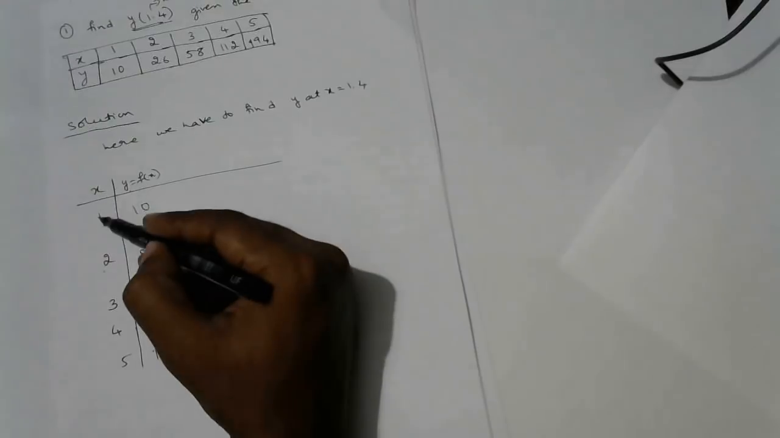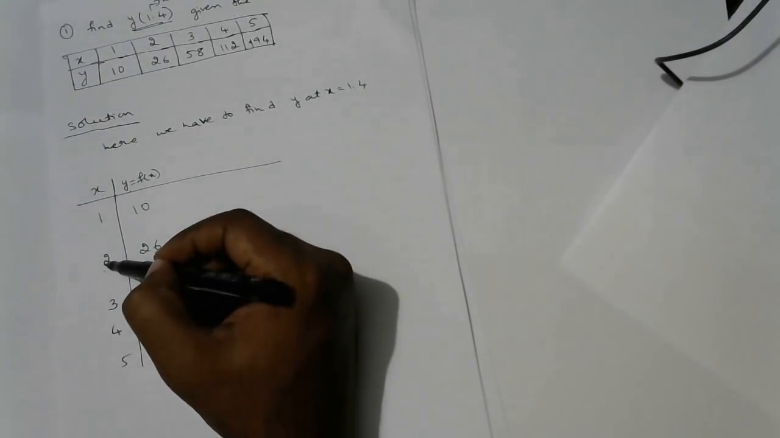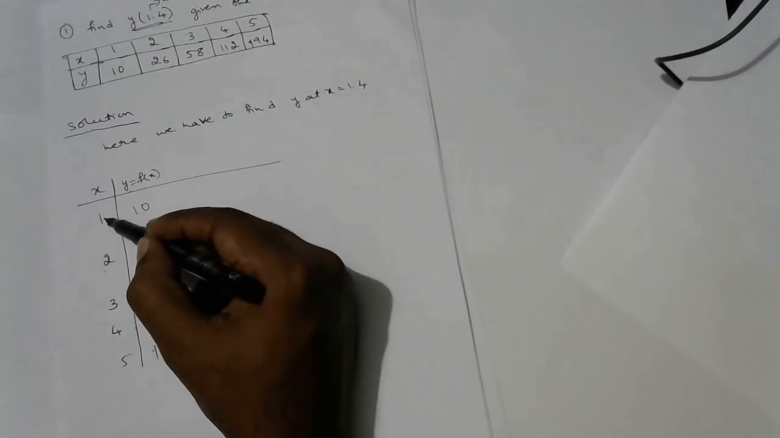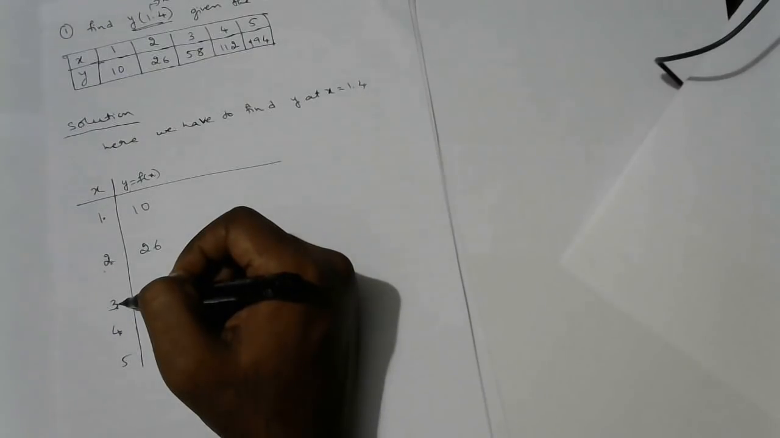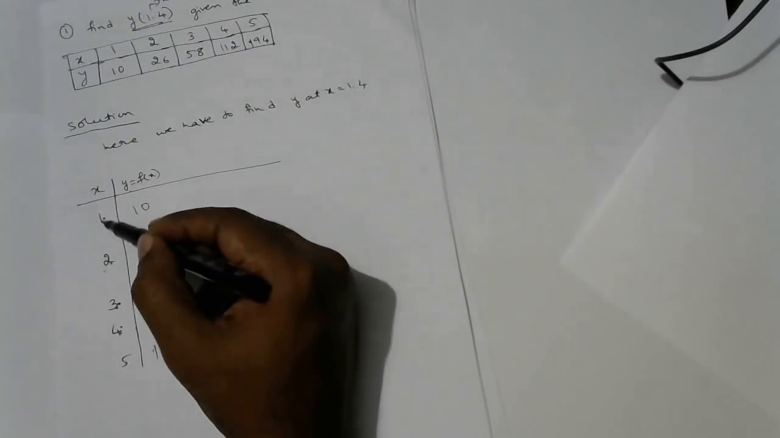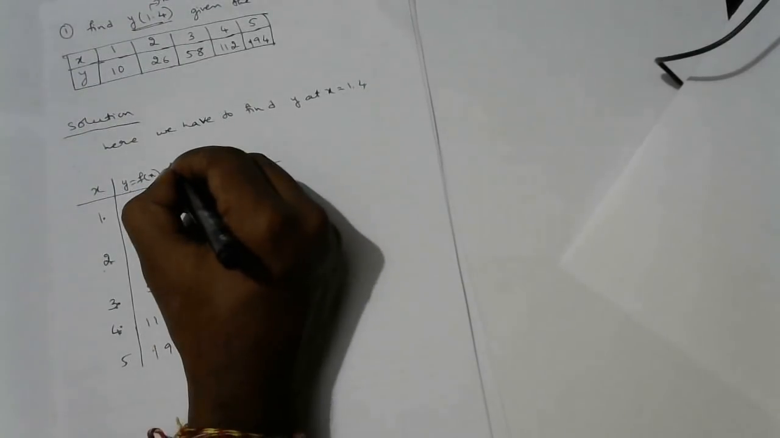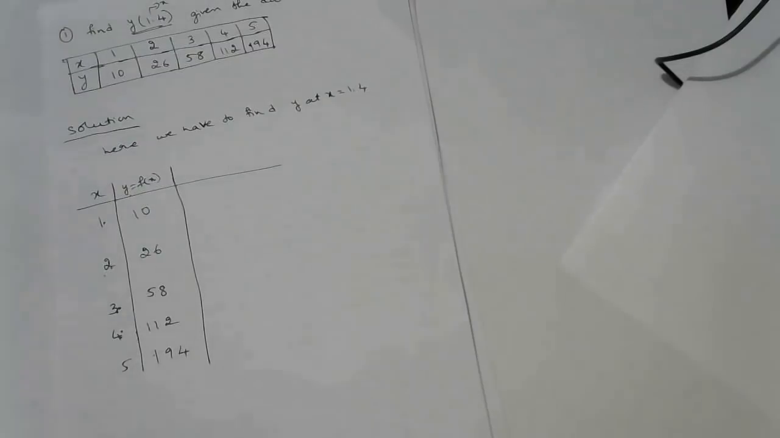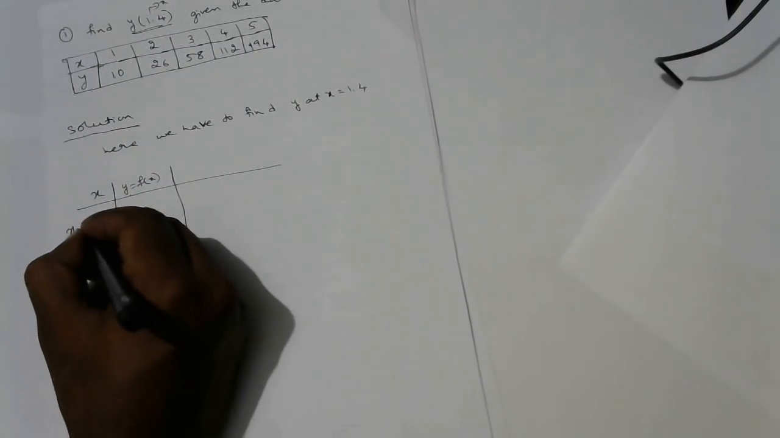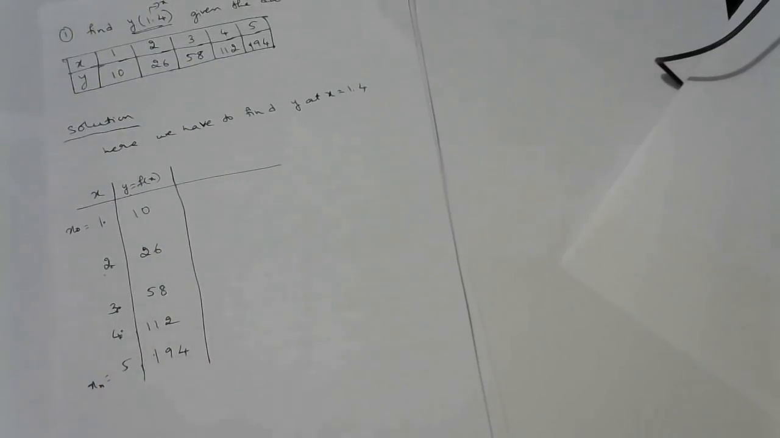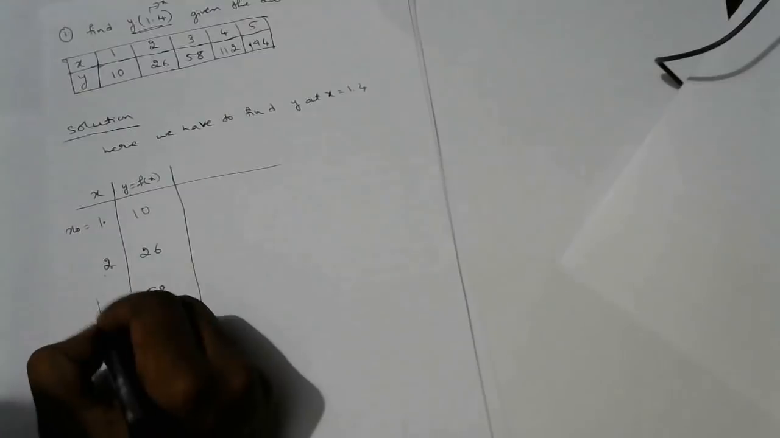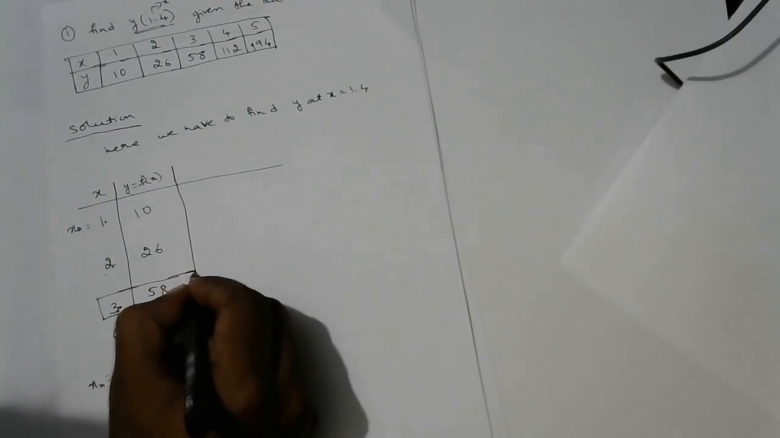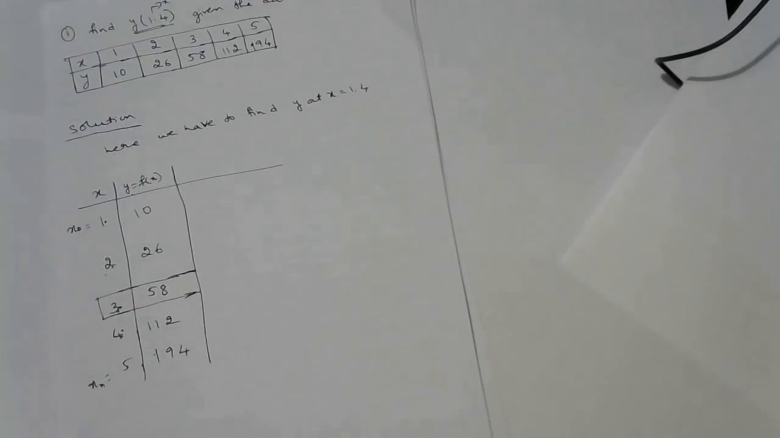First check whether the x values are equidistant or not. Equidistant means the difference should be the same. 2 minus 1 you get 1, 3 minus 2 you get 1, 4 minus 3 you get 1, 5 minus 4 you get 1. So the x values are equidistant. Now you can apply Newton forward or backward. Which one do you have to apply? You have to check it. Either Newton forward formula or backward. So first find out the middle of the values. This is the middle of the values.